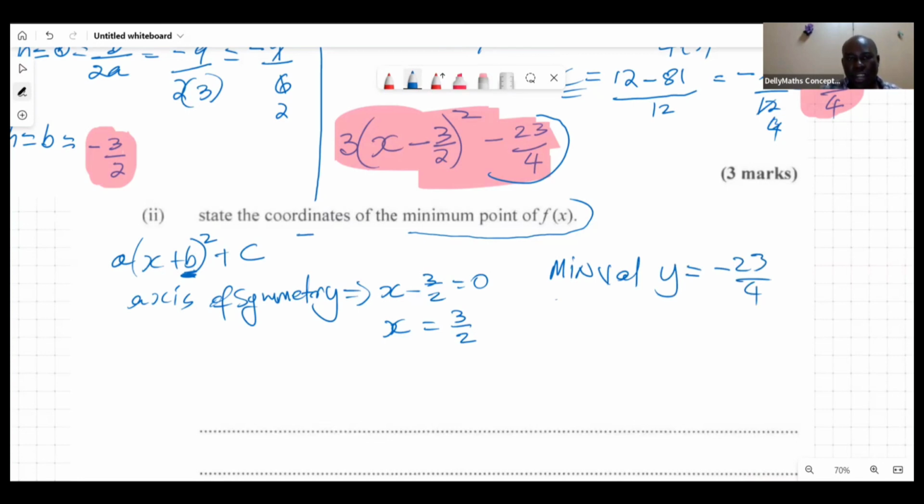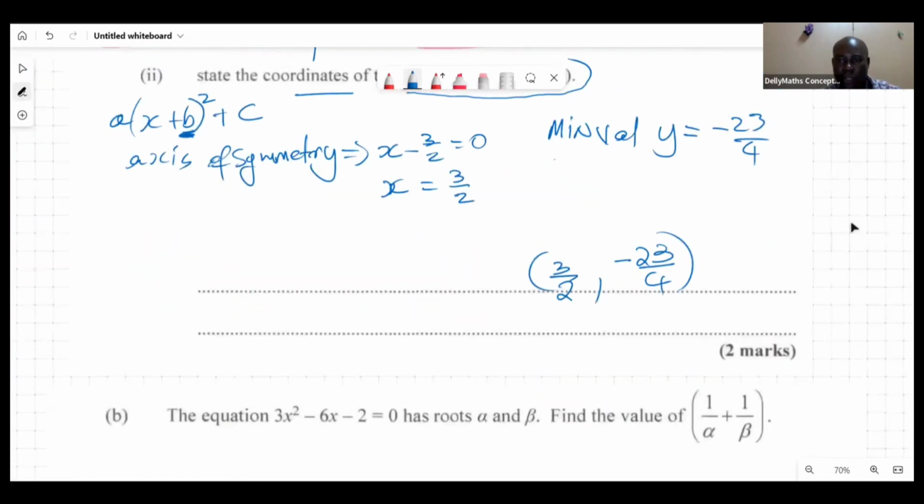So the coordinate of the minimum point is a combination of the axis of symmetry and the minimum value of that function. All right, so we set that up. In other words, you can easily look at the form that we just wrote the quadratic in and then pick the values. 2 marks for that.